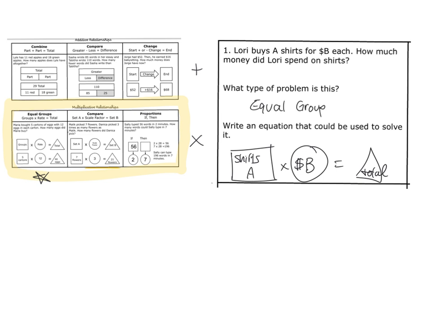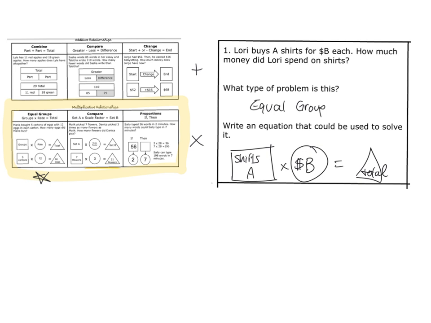Now, did you notice that we're really using the same format that we did when we were comparing? And that's okay. So there are two different problem types. One talks about relationships between equal groups and the total. The other one talked about two different sets that were related by a factor, but we can use the same equation format to describe both of them.